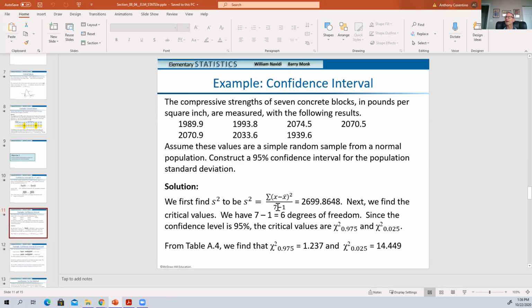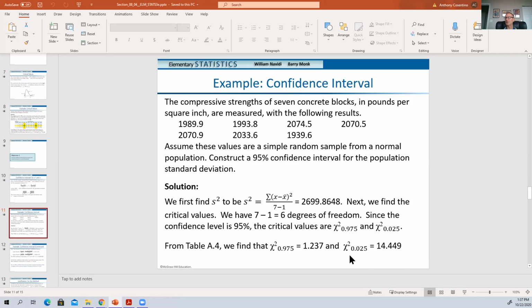The idea here is that you would take these numbers, which we have 7 of them. First of all, you have to calculate the variance calculation that we have here. You could see it would be the variance up here, and then you divide by n-1, just like you do for sample standard deviation, right? And you see you would get a number almost 2,700. Now we have degrees of freedom of 6.